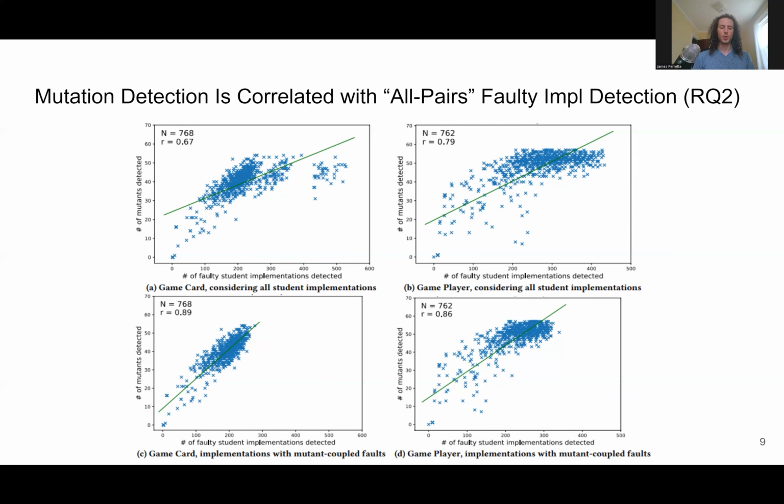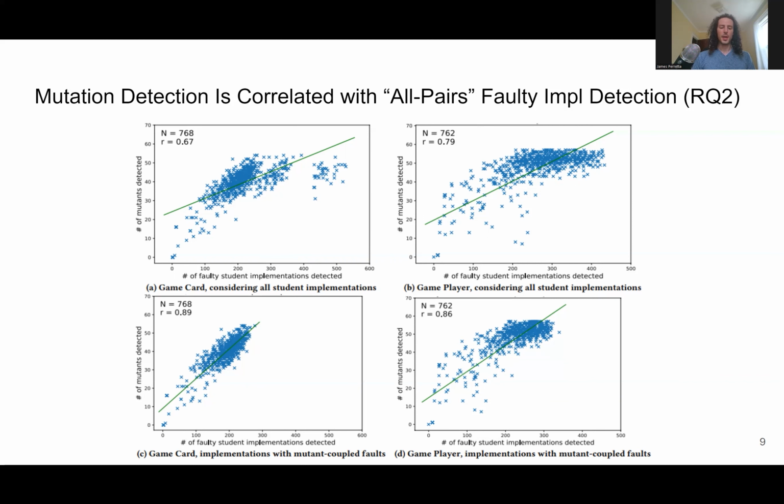The x-axis shows the number of student implementations each test suite detected as faulty, and the y-axis shows the number of mutants detected. In the top two graphs, we see a moderately strong correlation between mutant detection and faulty student implementation detection, but we also see some deviations from this trend that we investigated further.